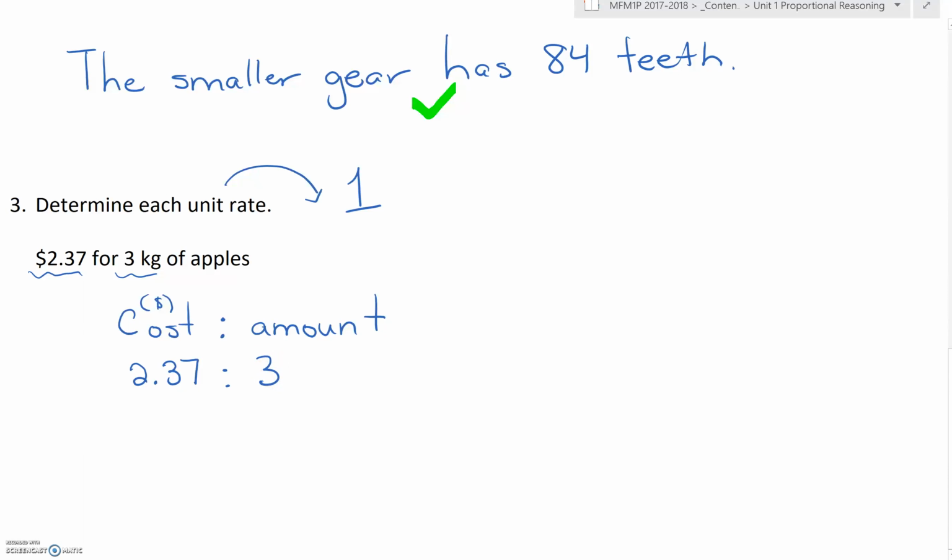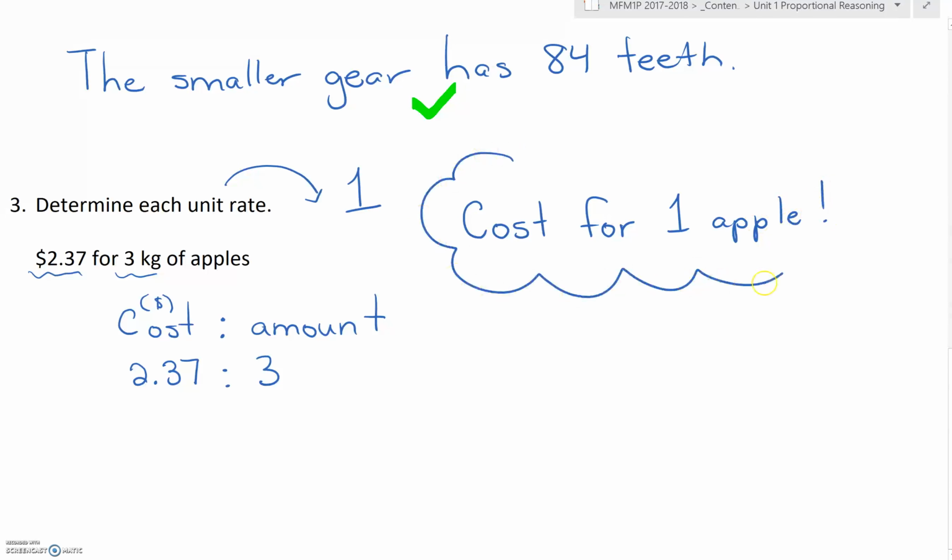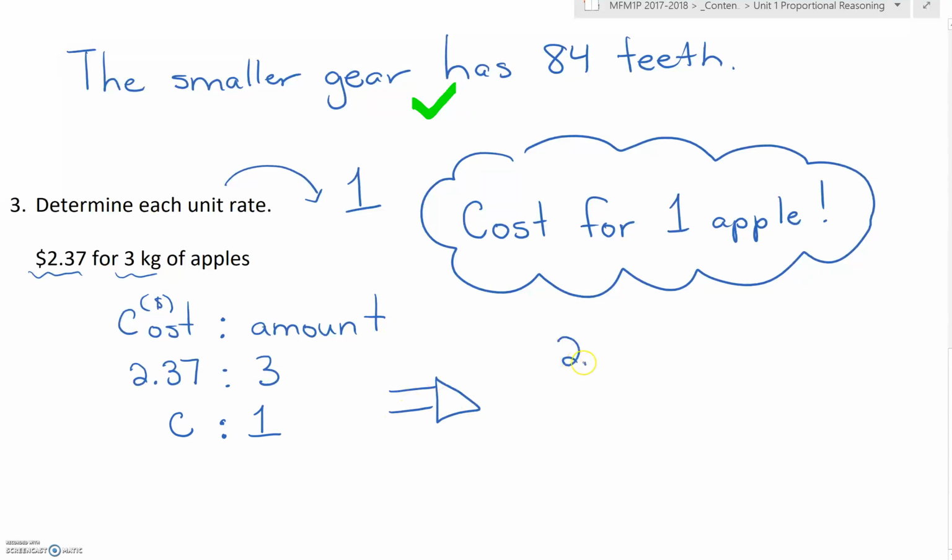So now that we have this set up, we need to determine the unit rate. So what we want is the cost for 1 apple because it's a unit rate. That's what we're looking for. We're looking for the cost for 1 apple. So if we're looking for the cost, I'm going to use C as a letter because we don't know what the cost will be. And the amount of apples will be 1 apple. So if you set this up in fraction form, you're going to get 2.37 over 3 equals C over 1.